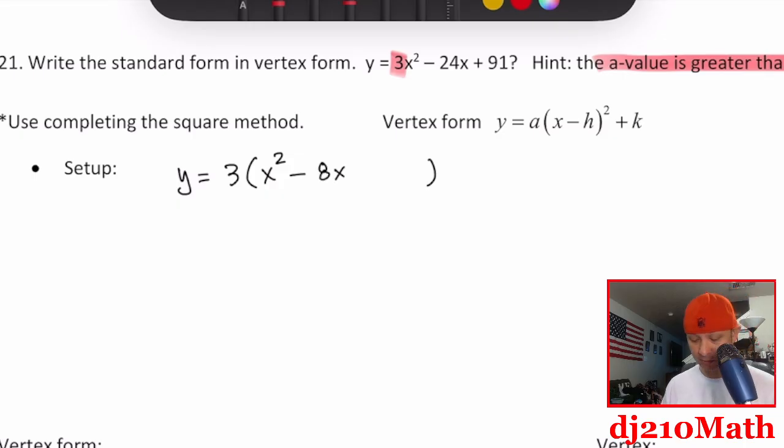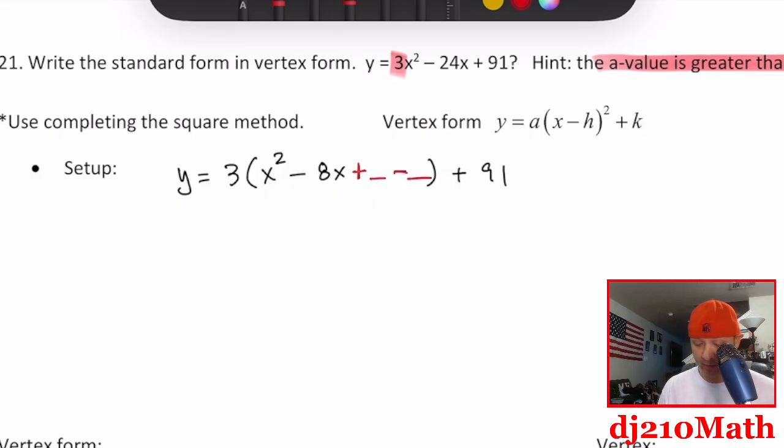8x. Right? Because if I were to put this back in, I would get those first two. Now, the plus 91, that guy's out here. I don't really care about that right now. Okay. I'm going to add something, take something away. Right? That's the process. Add something, take something away.